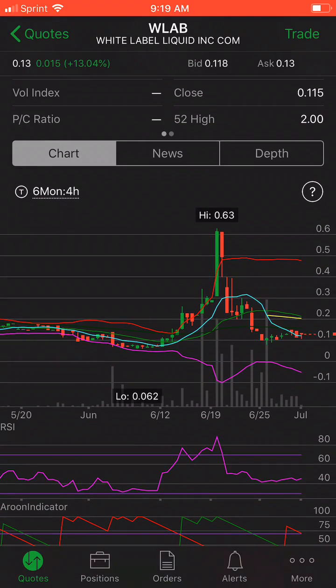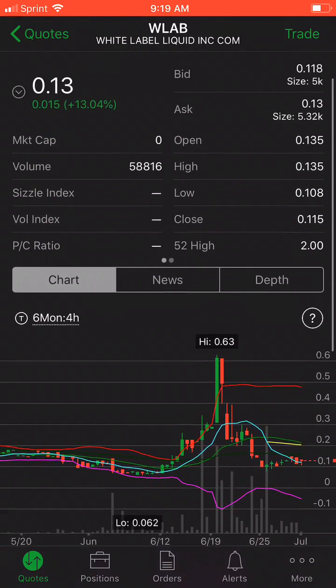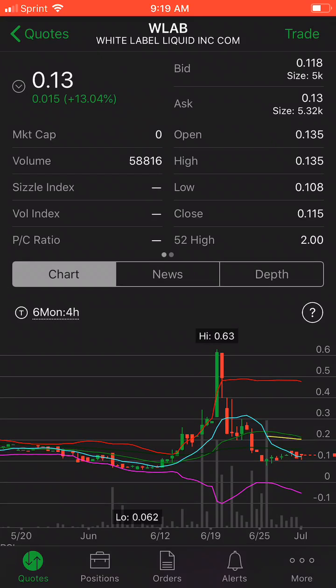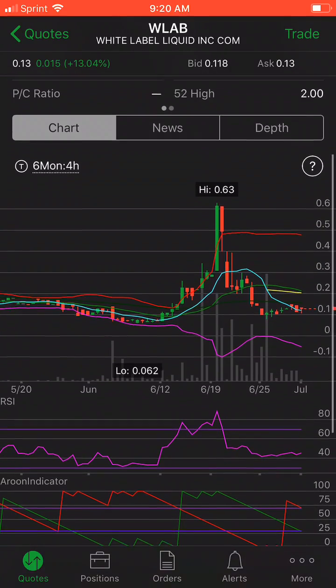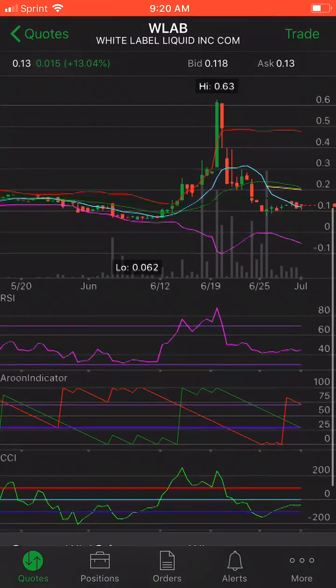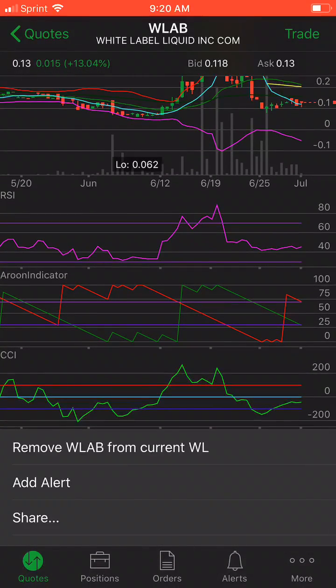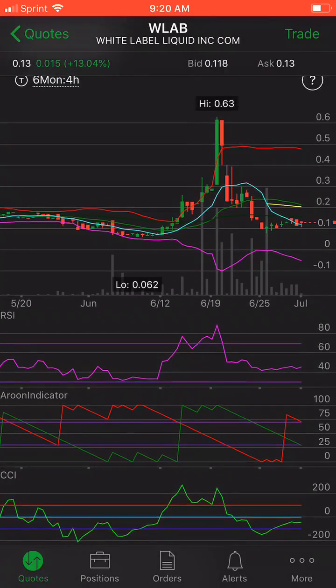So if you scroll down, you can see this is just my view of typical stocks whenever I pick one. This is just my quote page here on Thinkorswim. Go down, and you can see the 6-month 4-hour chart for WLAB. You can also see some of the other chart indicators that I have down here. I've got RSI, the Aroon indicator, and the CCI. We'll go over those in future videos, so please stay tuned for those.